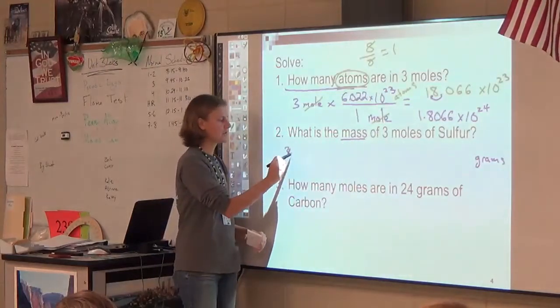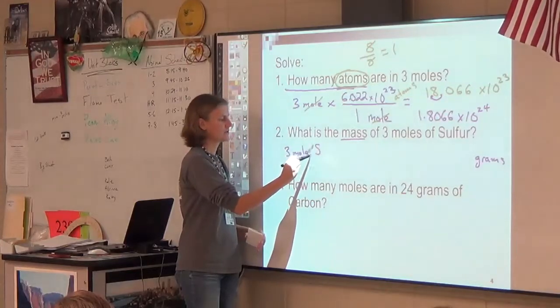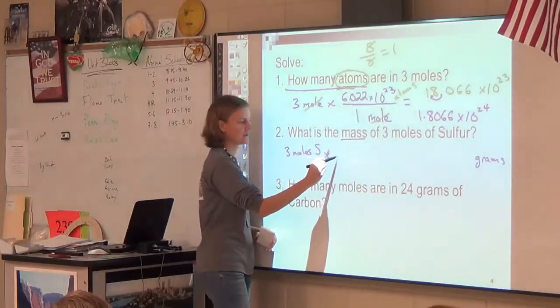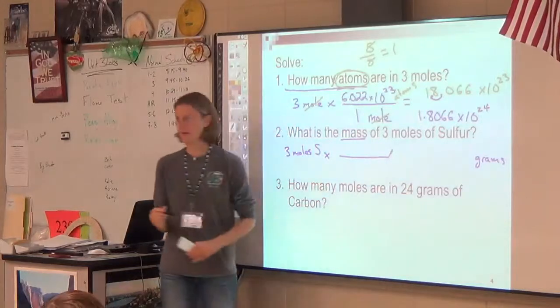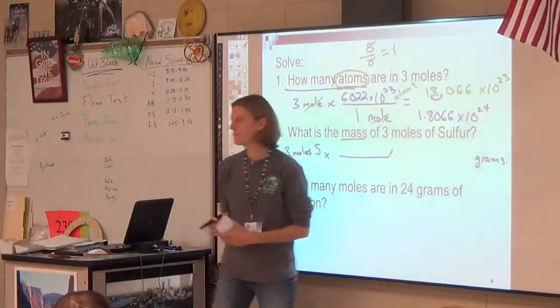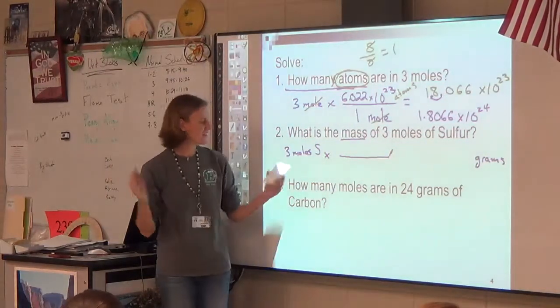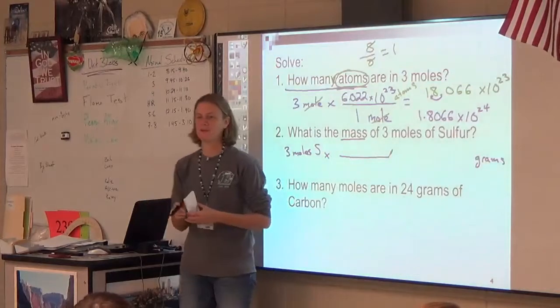So 3 moles is the stuff I'm given that I know. 3 moles, S for sulfur. 96 grams. How did you do that? Wait, why did you put S? Just for sulfur. Okay. She multiplied by the mass on the periodic table.